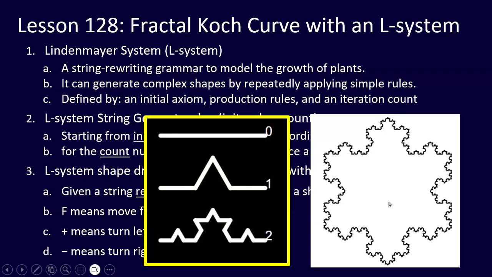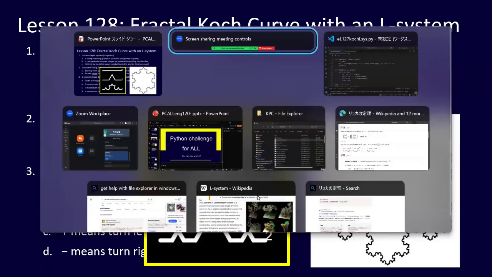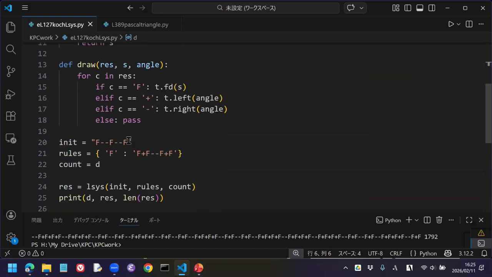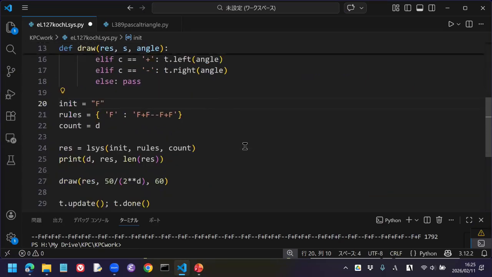the Koch snowflake. So the point is, when we have F plus and minus minus F and plus F, this is what we drew last time. So starting from here, for example, instead of this, we will write just one curve, which is interpreted as this.